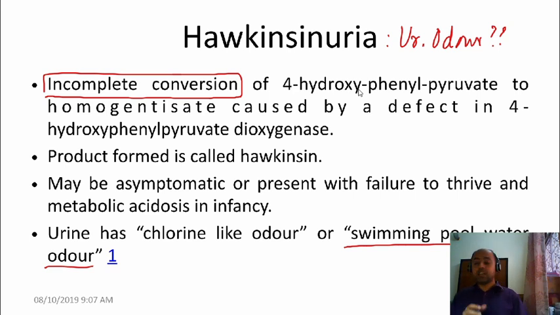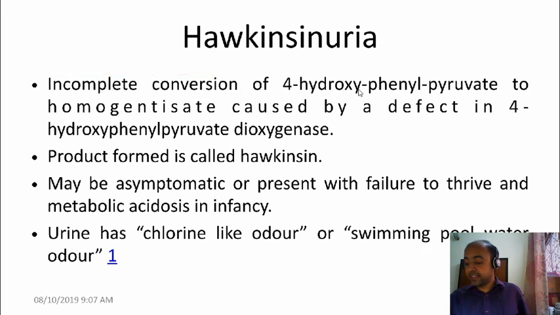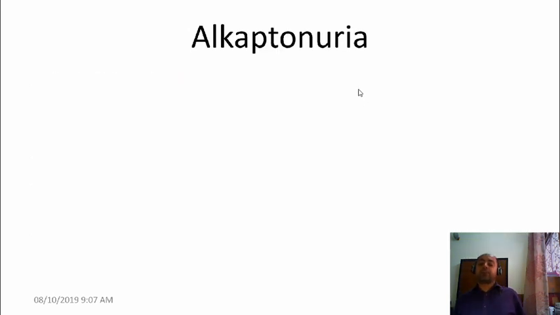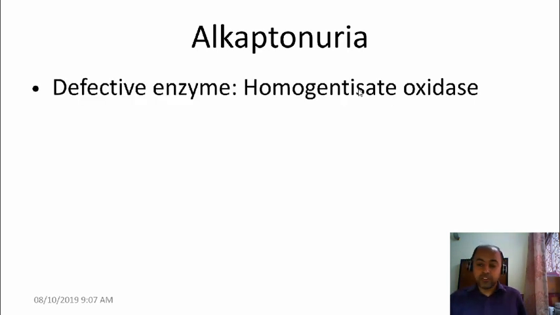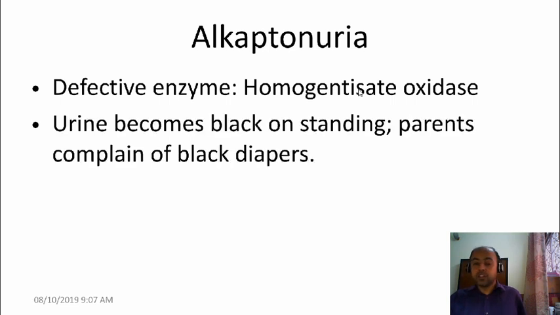Now we come to the last disorder in the list, and that is alkaptonuria. Alkaptonuria is another important disorder which is commonly asked. The defective enzyme we have already seen is the homogentisate oxidase. The urine becomes black on standing. This is the primary complaint.